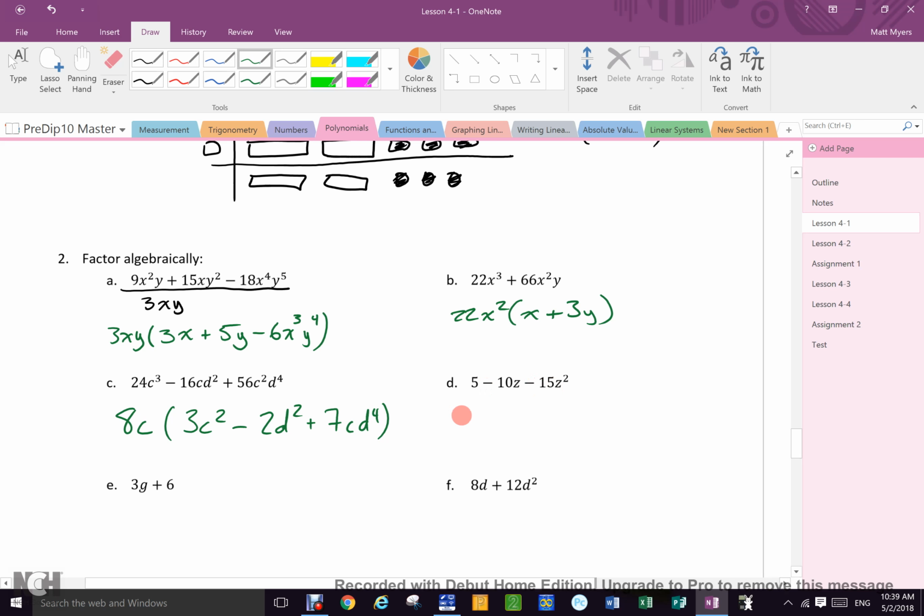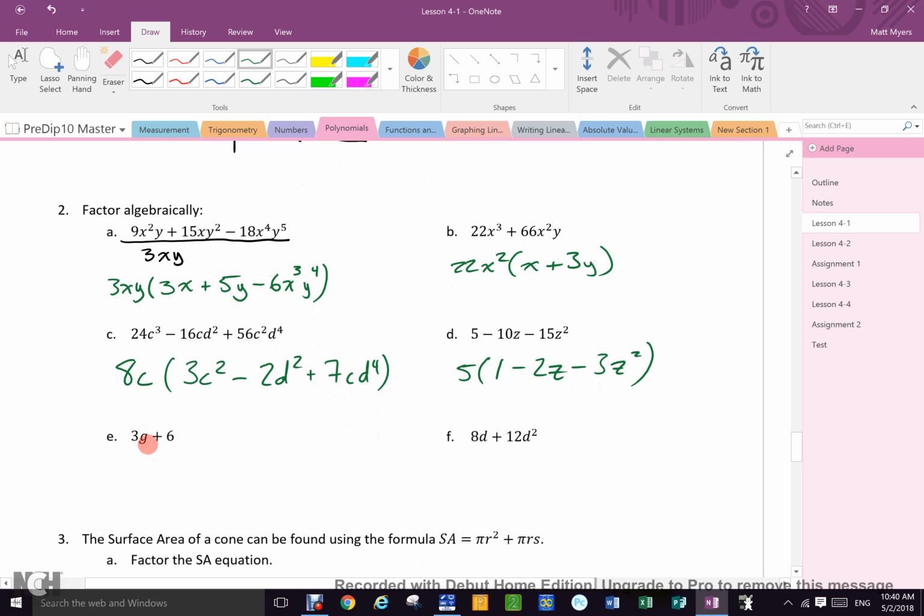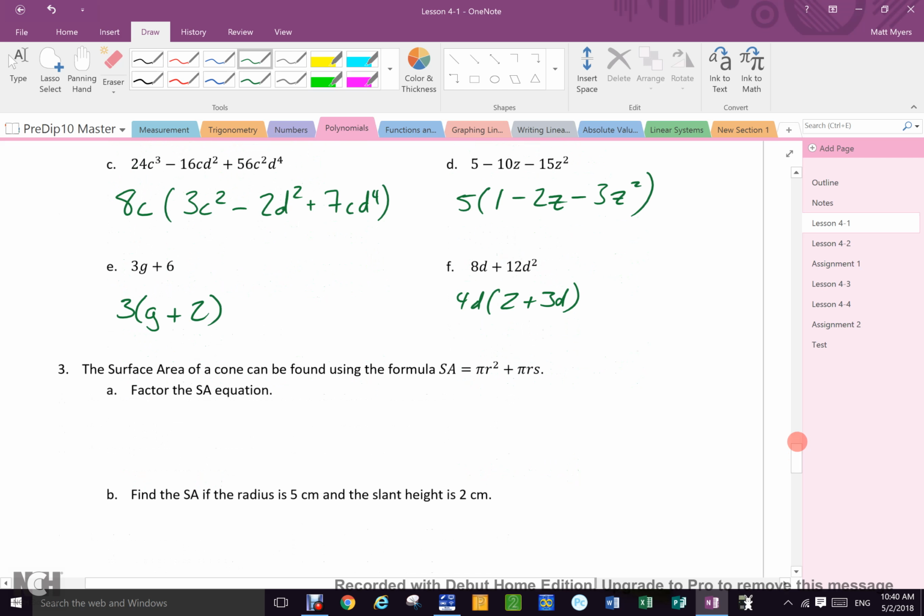What's this one? 5. 1 minus 3z squared. This one. Three. This one. 4d. Yay.